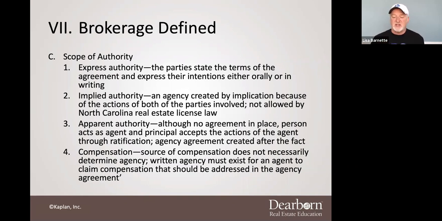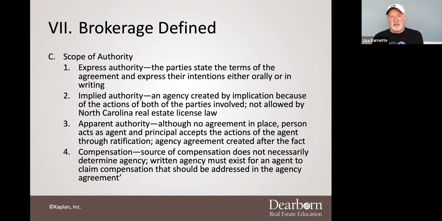The source of compensation does not necessarily determine agency. Here comes the important part. If you're looking at this from outside of the world of real estate, that may sound like a strange statement. Normally, you work for the party who pays you. But think about this. In real estate, most buyer's agents work for the buyer. That's why they're called buyer's agents.